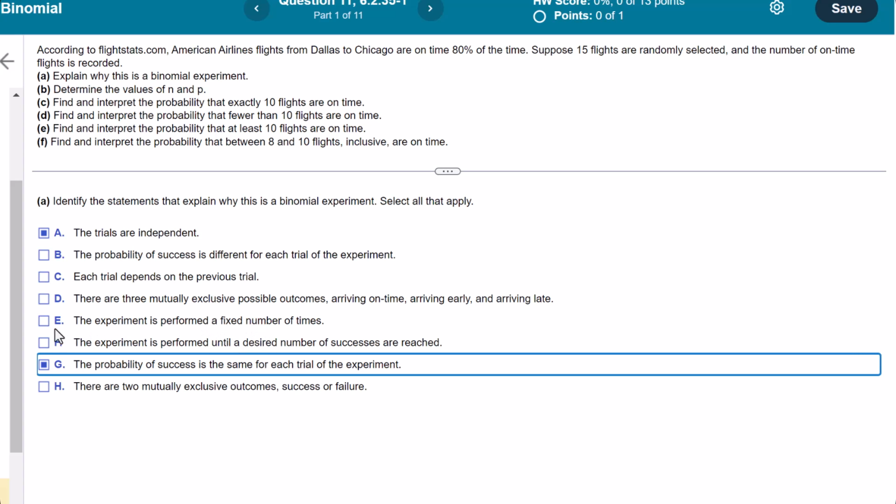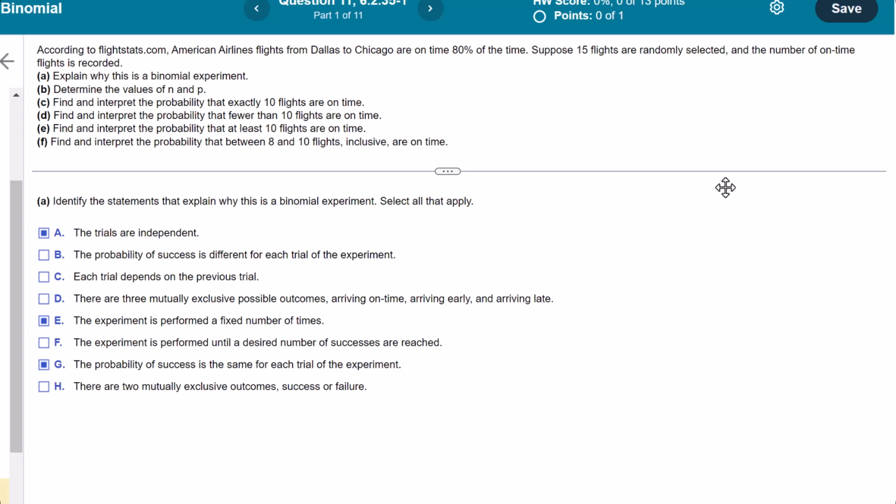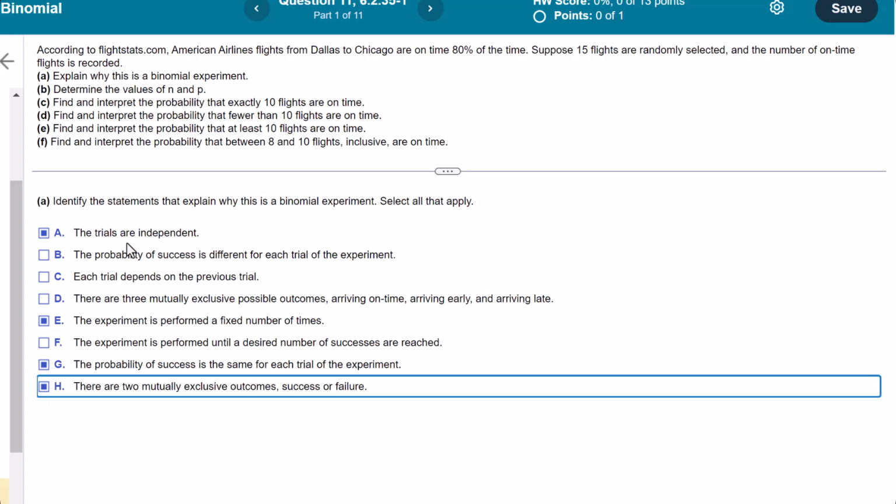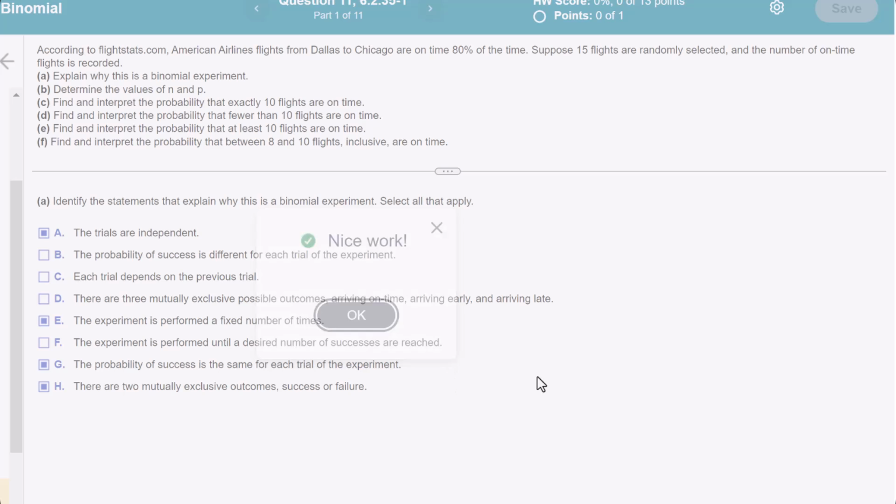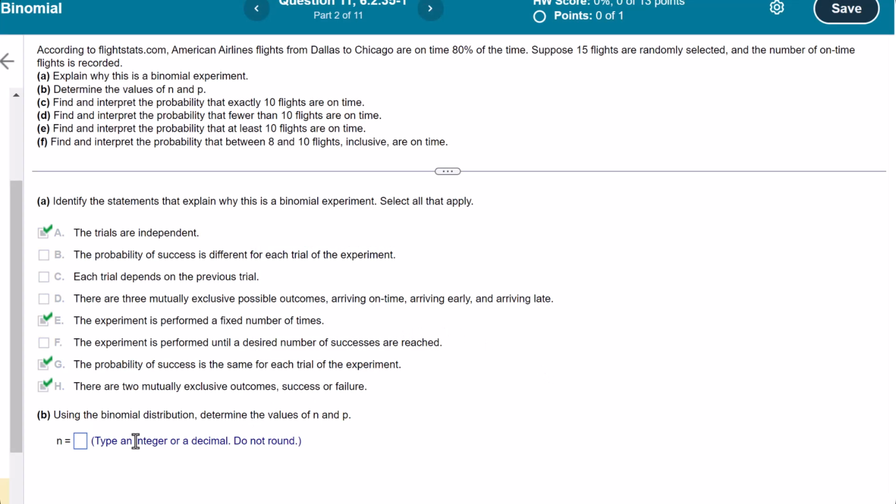Fixed number of times is the F. And I feel like I'm missing one right here. There are two mutually exclusive outcomes, success or failure. All right, let's press check answer. Nice.